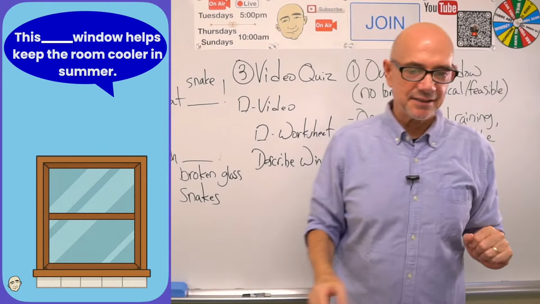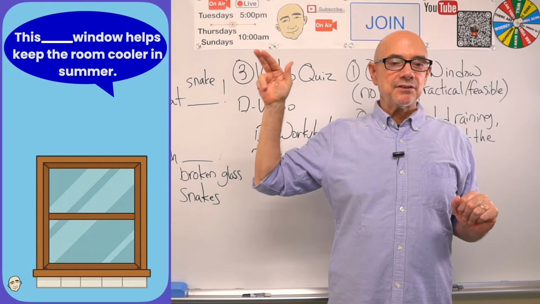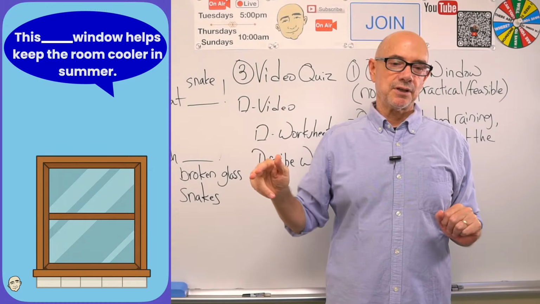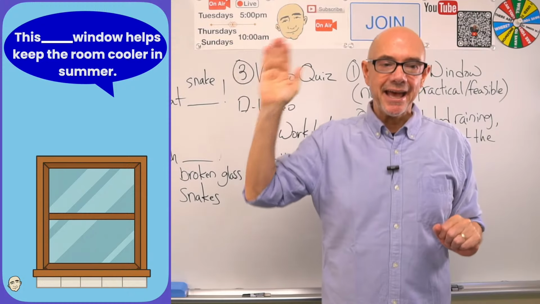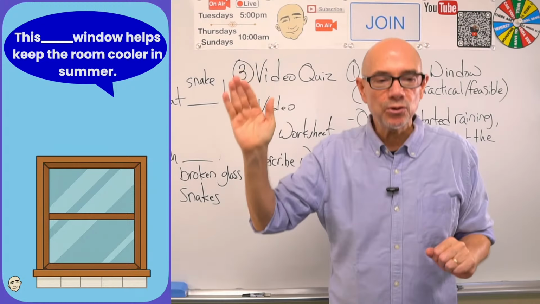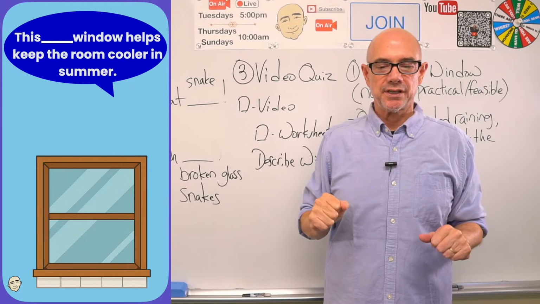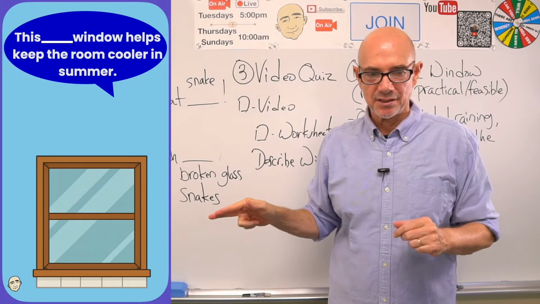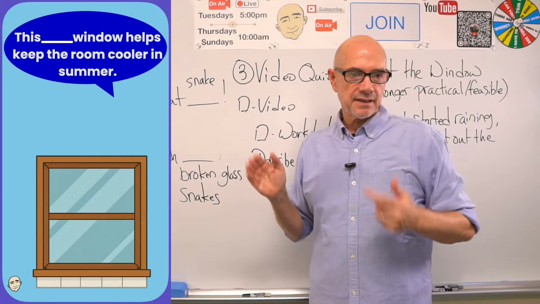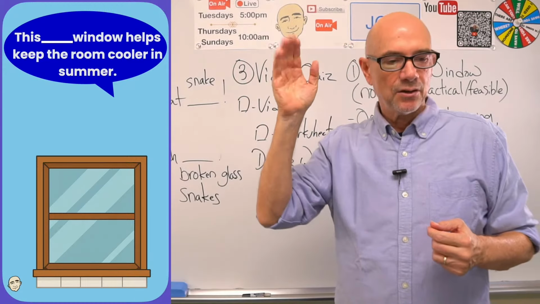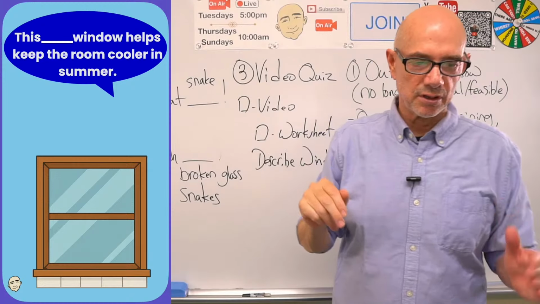Okay, here's our next sentence. The window helps keep the room cooler in summer. Helps keep the room cooler in summer. What could it be? Look at the window. This window helps keep the room cooler in summer. Cooler in summer.